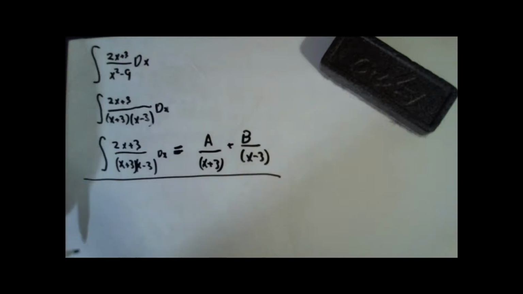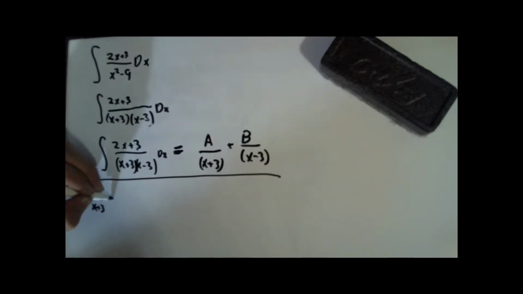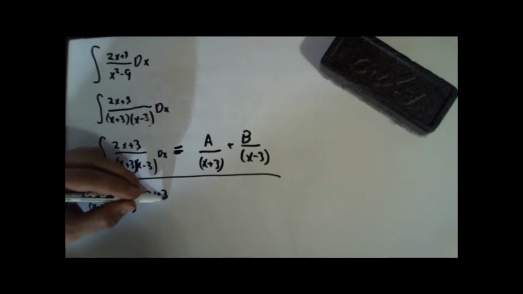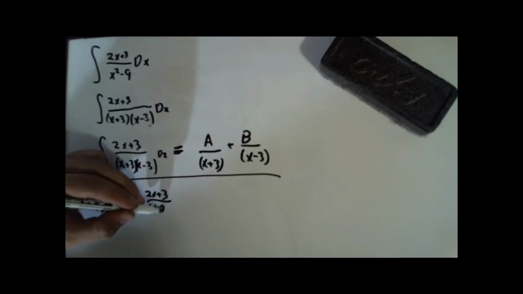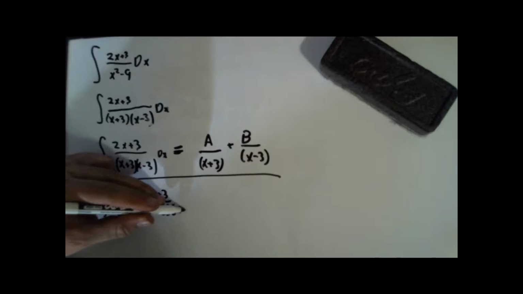I'm going to say forget this problem for just a second. And I'm going to say A divided by x plus 3 plus B divided by x minus 3. Well, that's going to equal our original thing, which is 2x plus 3 divided by x plus 3 times x minus 3.